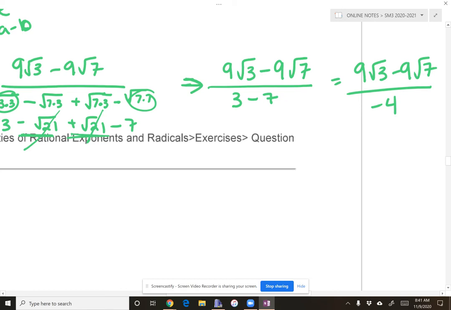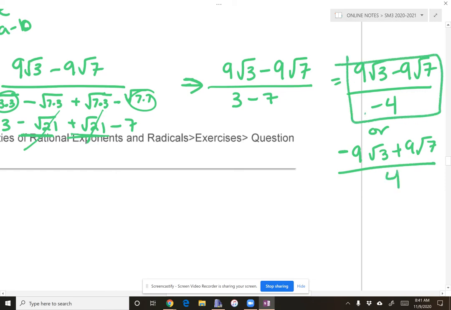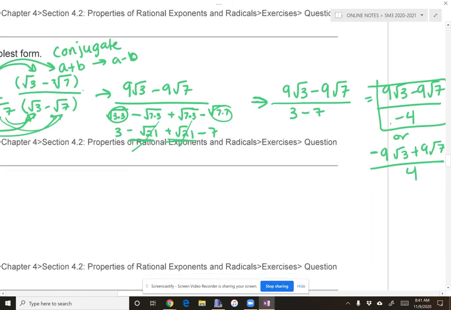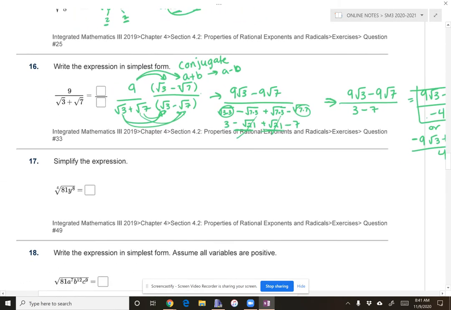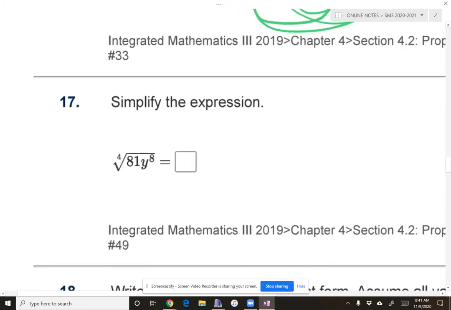Okay, you can write it that way. Sometimes people don't like negatives on the bottom. If you don't like negatives on the bottom, you can say negative 9 square roots of 3 plus 9 square roots of 7 over positive 4, where you just change the signs. But this is the correct answer. Pause, take a second if you need it. Okay, I'm going to continue.